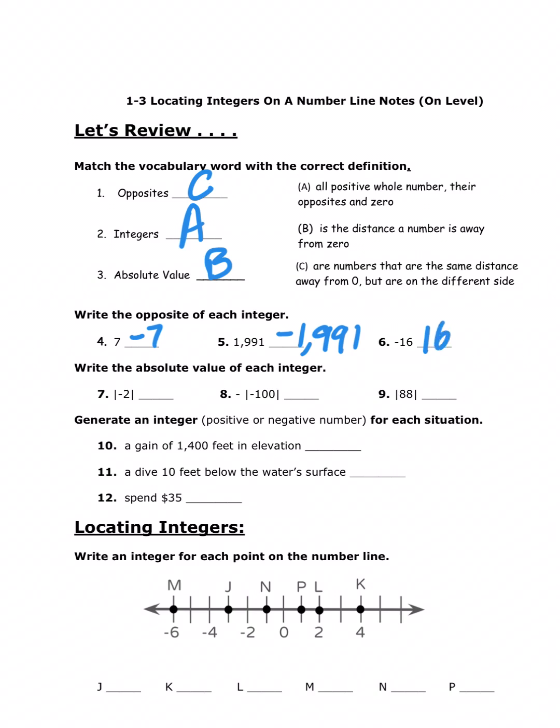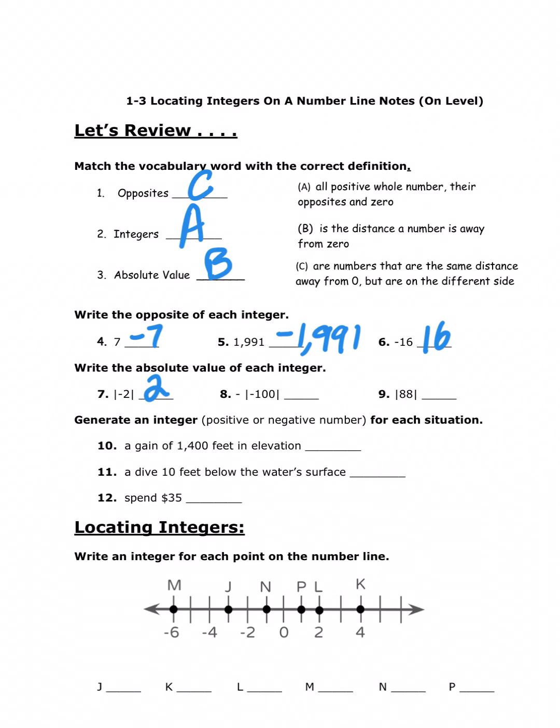So then it asks us to write the absolute value of each integer. So absolute value is the distance a number is away from 0, and we have to remember that absolute value is always positive. So where it says the absolute value of -2, the answer is 2. -2 is 2 spaces away from 0.